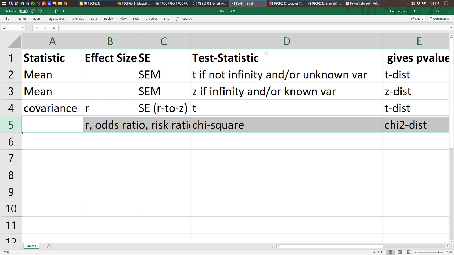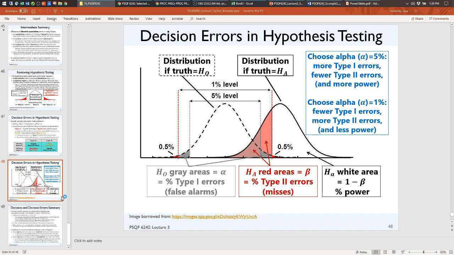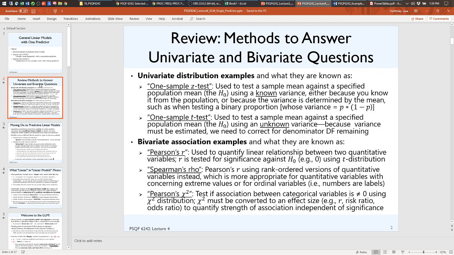All right. Questions? So, previewing where we're headed next: general linear models. We're getting into models. It's going to be fun. But what we just did is review this slide.